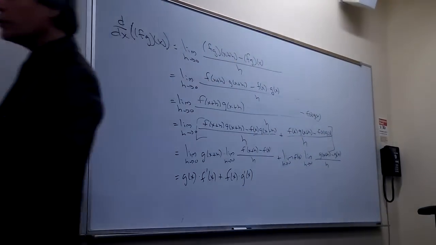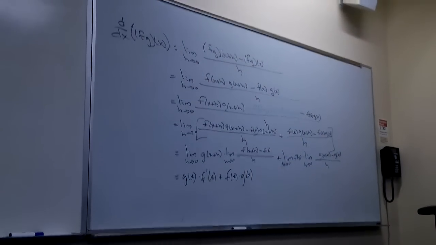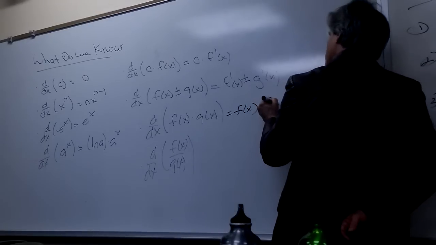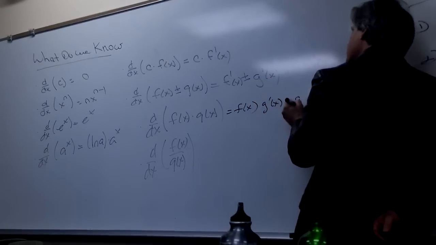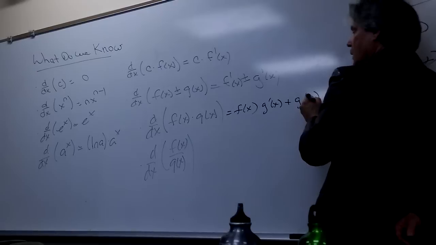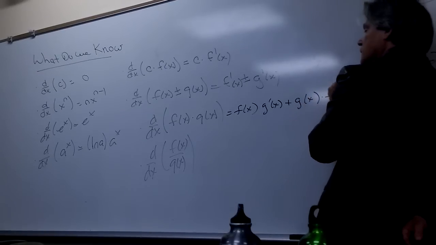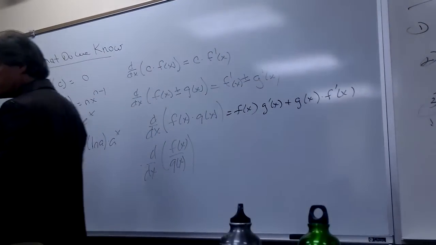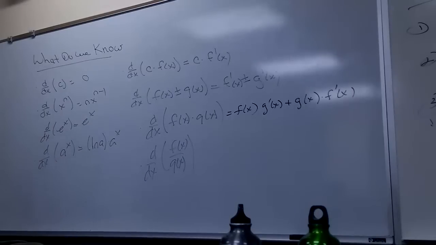So as a general rule, to differentiate the product of two functions, I get the first as is, do not touch, times the derivative of the second, plus the second as is, do not touch, times the derivative of the first. This is so important, I'm going to give it a name. I'm going to refer to this as my product rule for differentiation. This is how you and I are going to differentiate the product of two functions.